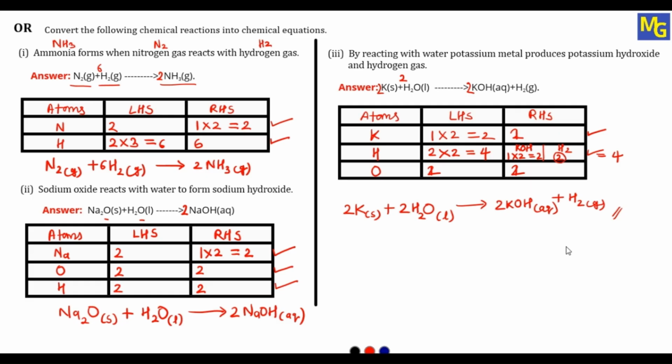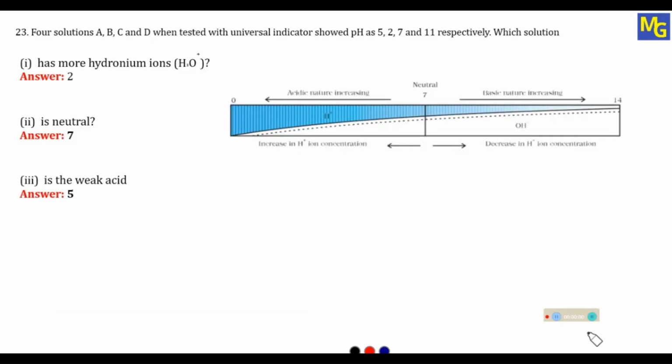Now we'll go with the next question. Question number 23. Four solutions A, B, C and D when tested with universal indicator showed pH 5, 7 and 11 respectively. Which solution, first question, has more hydronium ions? Second is neutral, and third is the weak acid.